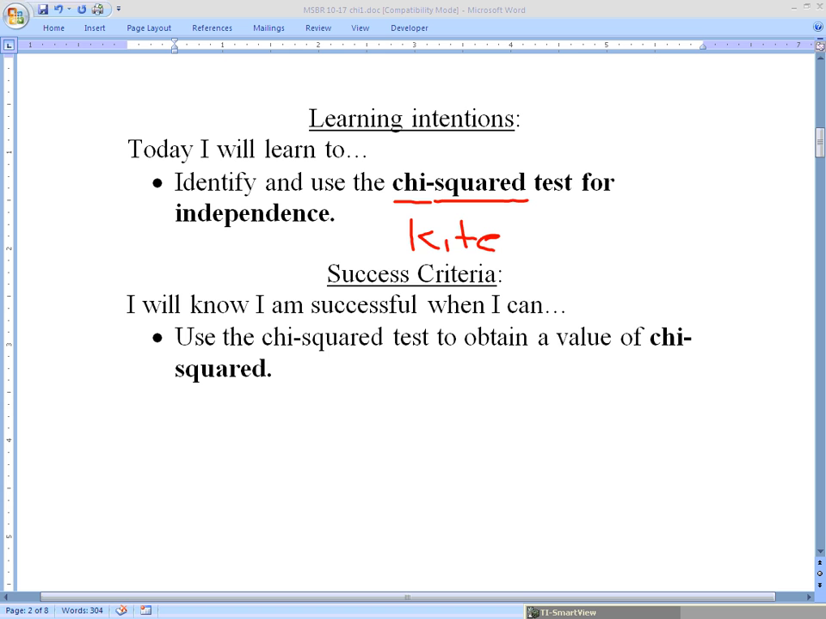So chi-squared test for independence. It's not chi, it's not chai, it's not any of those other things. Chi-squared. So we're just introducing it. It's a more involved process. We'll be doing it both with technology and without, but today we are going to focus on without technology.